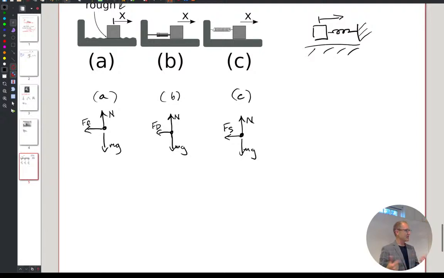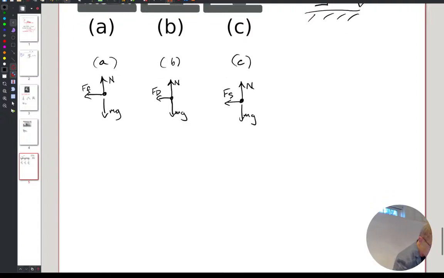forces that are acting, and the only forces that are causing changes in momentum are those forces pointing to the left: friction, drag, damping, and spring force. So in part A, what does MA equal? Yeah. Force of friction. And to the left. So which way is MA pointing? Also to the left?